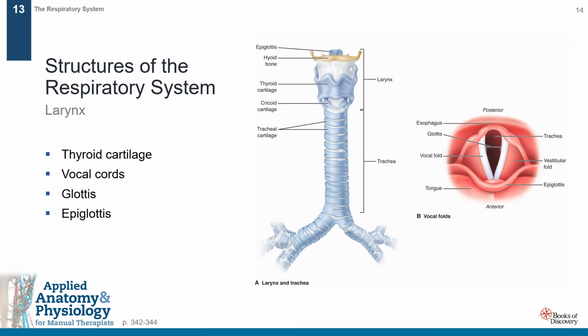And here we see illustrated key structures of the larynx and trachea. In illustration A, we see an anterior view which shows the thyroid cartilage that protects the larynx, as well as the cricoid cartilage and cartilage rings of the trachea. In illustration B, we see the superior view which shows the vocal folds, which are the vocal cords, and the glottis.